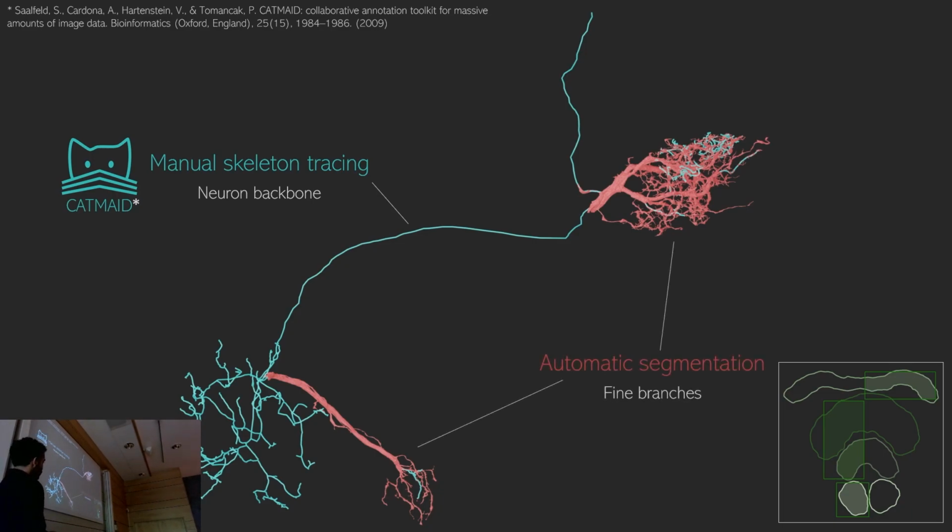So now we also want to use automatic segmentation, and we want to do that in the high-resolution parts. I remind you, that's the multi-resolution approach. With automatic segmentation, we can extract the smaller branches very, very fast. And we actually use the skeletons to both inform the segmentation and inform the proofreading of that segmentation.